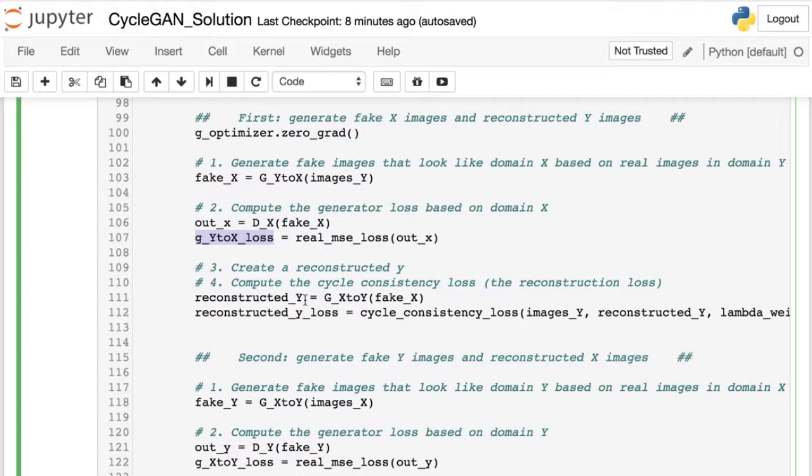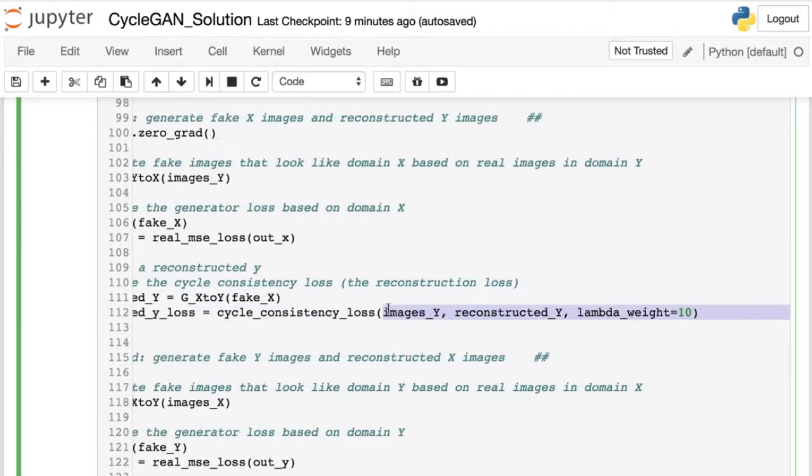Then comes the new part, calculating the cycle consistency loss. Here my first step is to actually take the generated fake x from above and pass it to my other generator, g x to y. This should return a reconstructed y. And remember that the goal is to get the original and reconstructed images as close as possible. So then I calculate my reconstructed y loss using my cycle consistency loss function. Here I'm passing in my original images y, the reconstructed y, and a lambda weight equal to 10. And I got this value by looking at the training details in the CycleGAN paper.